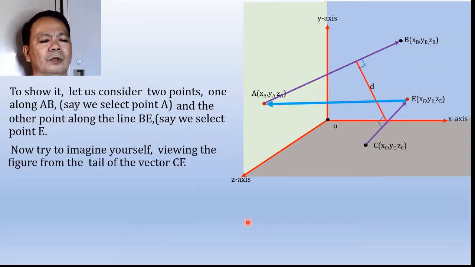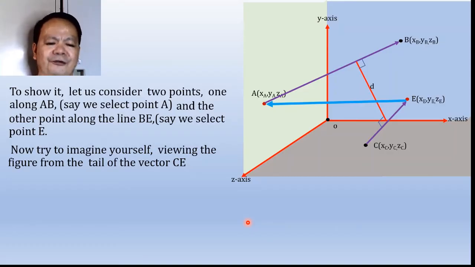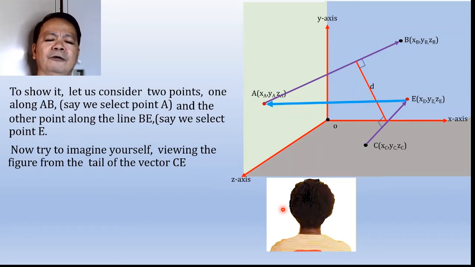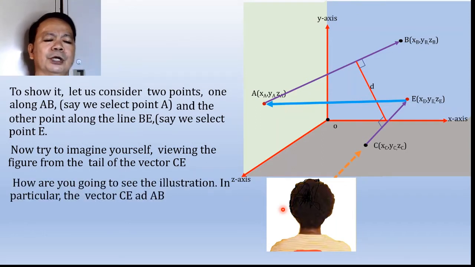And so, how are we going to determine the magnitude of that common perpendicular? So let us now try to imagine that we view the figure from the tail of the vector CE. Let us imagine that we will be viewing this figure as if we are somewhere here, viewing it from the tail of the vector CE. So imagine that you are here and you are viewing the figure in this direction. So the question is, how are you going to see the illustration?